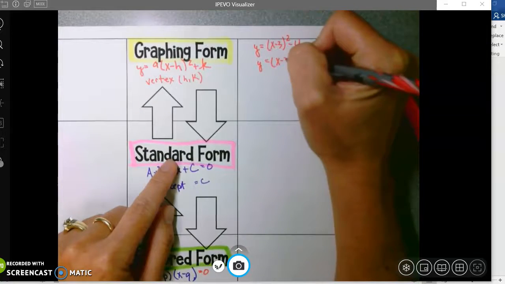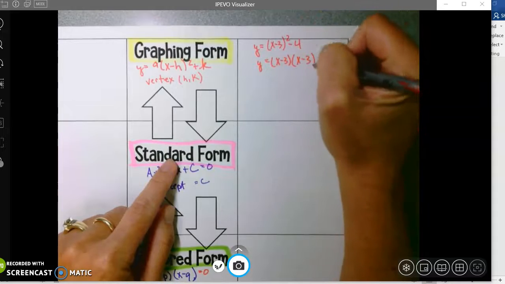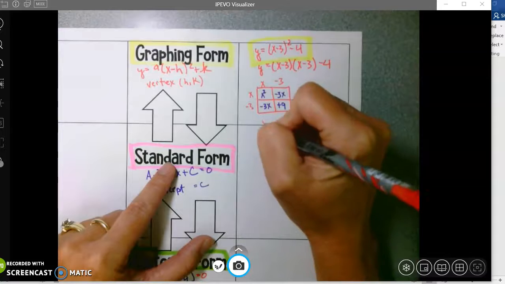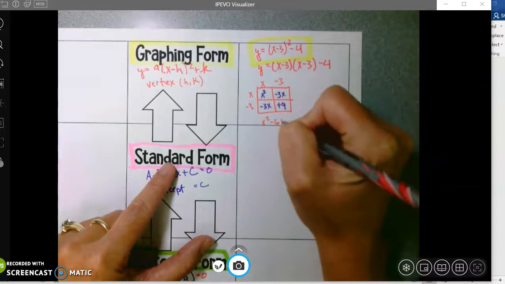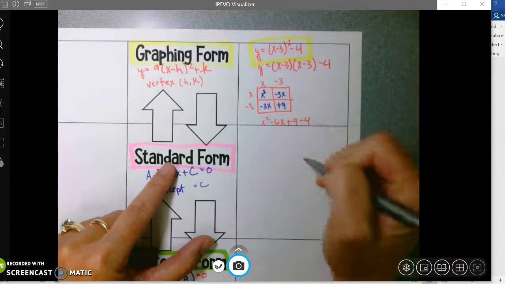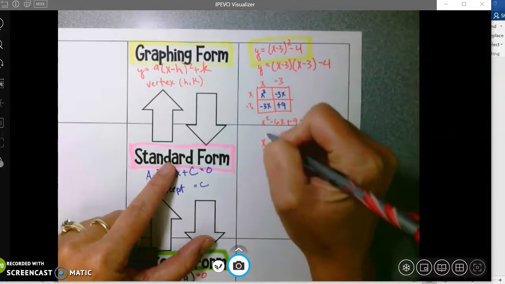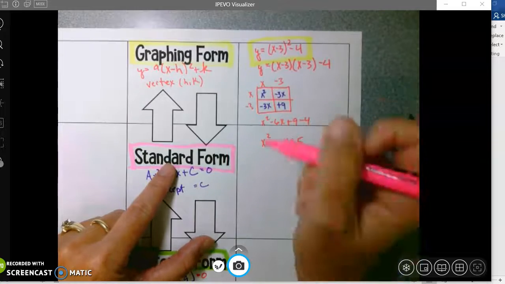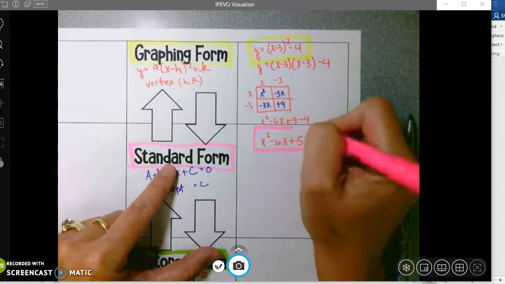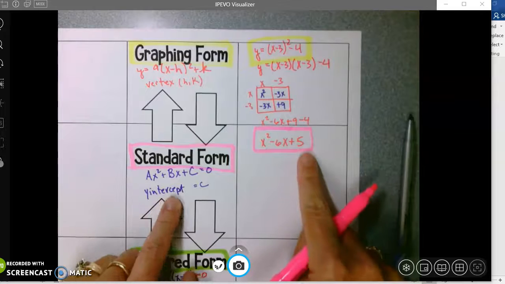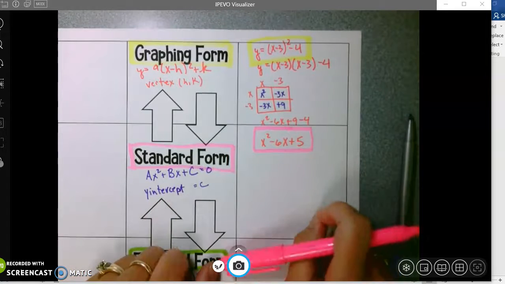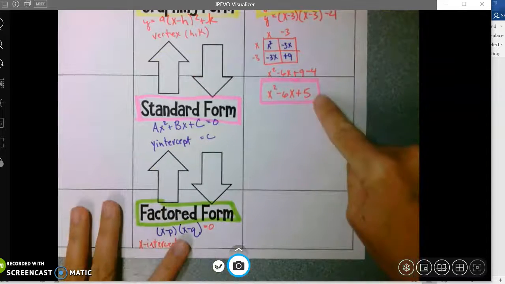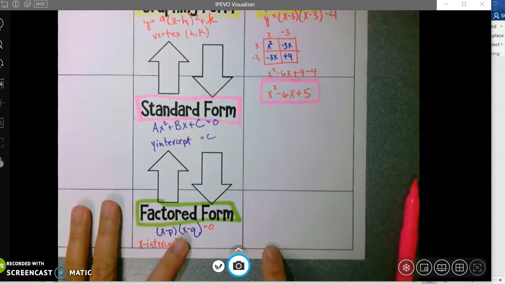Well, we're going to take this thing times itself twice, and then simplify this out. Using an area model, I get x squared minus 6x plus 9 minus 4. And when I simplify that one more time, I get x squared minus 6x plus 5. And there we go. Now we have something that is very nice in standard form, right? So looking at this, we should be easily able to identify our y-intercept. Y-intercept happens at 5.